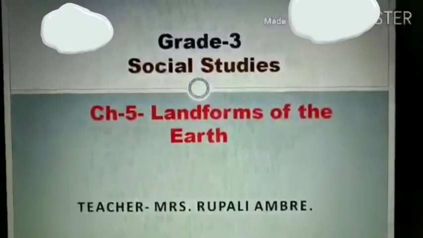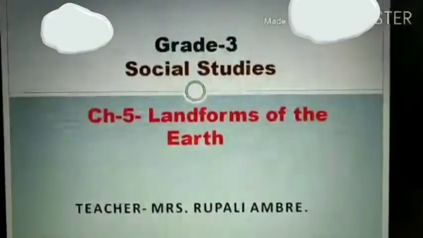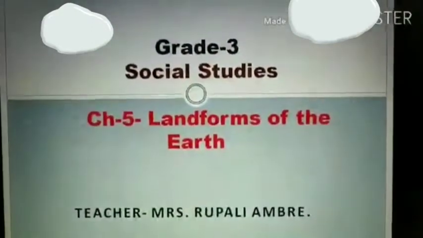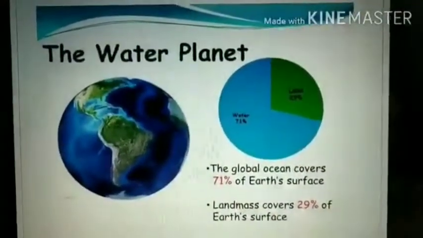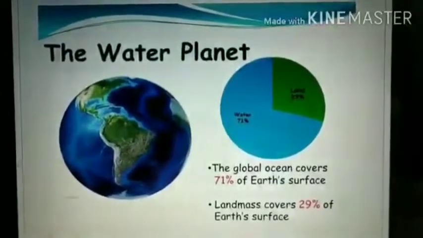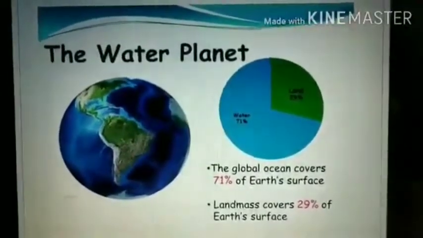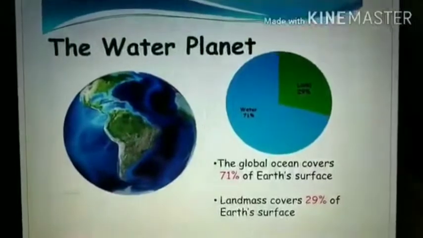So, today we are going to learn chapter 5, that is landforms of the earth. We have studied that our planet Earth is made up of land and water. The surface of the earth is not the same everywhere.